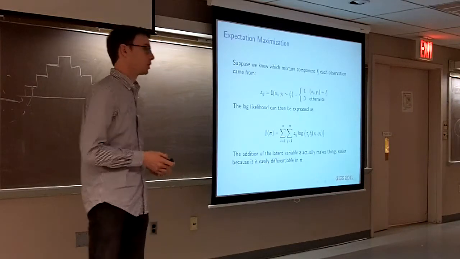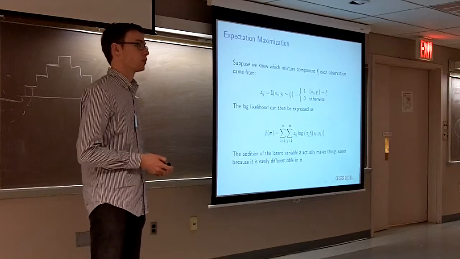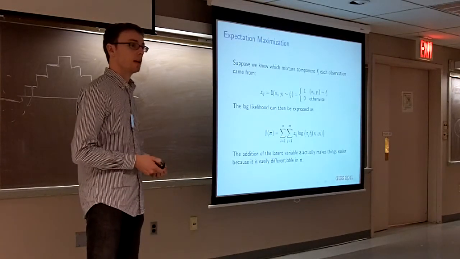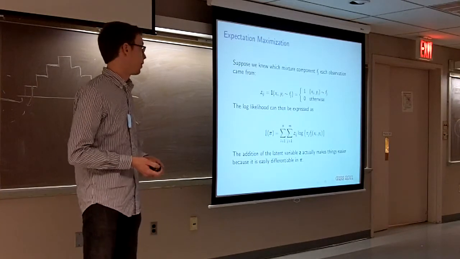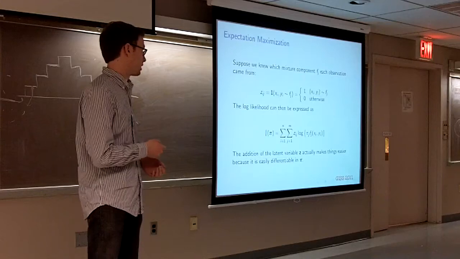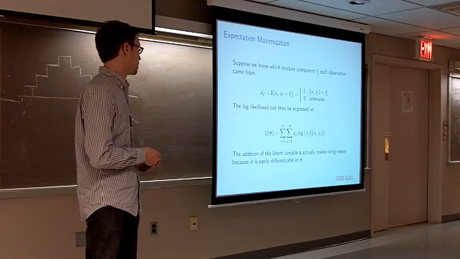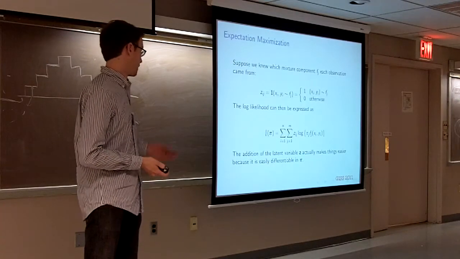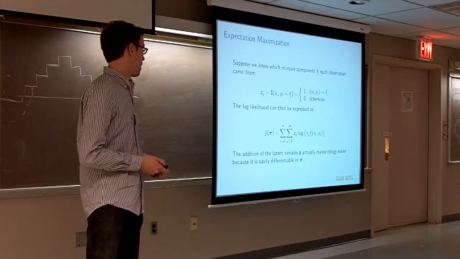Suppose that we knew which mixture component fj each observation came from. We could then construct what we call a latent indicator variable called zij that is 1 if data point i comes from mixture component j and 0 otherwise. If we have this, we can then express a complete log likelihood in this form, which, as you can see, is much easier to differentiate with respect to pi. So then we can easily get an estimate for the mixing proportions.